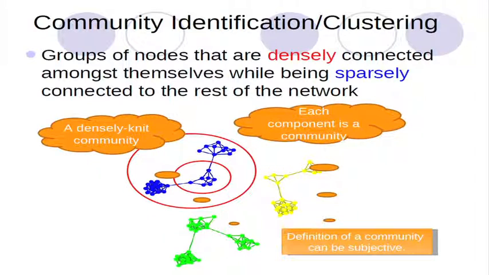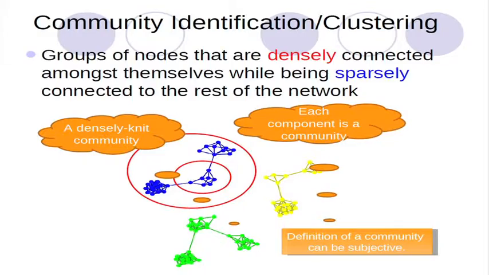One very well accepted definition, as you can see in these slides, is that a community is a group of nodes that are densely connected amongst themselves while being sparsely connected to the rest of the network. For instance, take this example. This set of blue nodes, which I have circled in red, seems to be densely connected. Similarly, there is this set which is again densely connected, and also this set, but there are sparse connections in between these densely connected submodules. Each of these can be thought of as a community, and these communities are sparsely connected by very few edges.